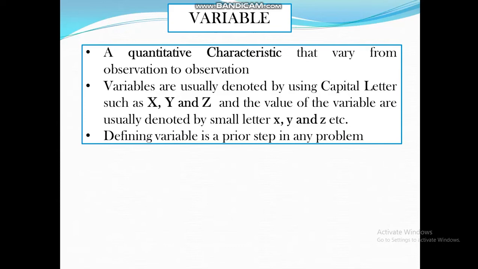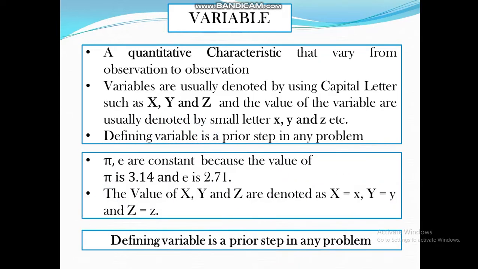So the variable is a quantitative character. Defining the variable is a prerequisite step in any problem. So in any problem we want to define a variable. Here, pi and e are constants, because the pi value will not change. The pi value is 3.14 and the e value is 2.71. So these are constants, but the variables X, Y, Z are variables.